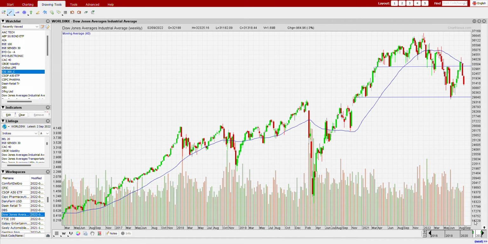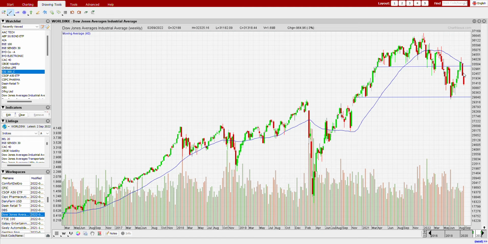Okay, first of all, it can clearly show that over here, like what I have said previously, we have a head and shoulder form in the past week. Okay, and then the Dow Jones tried to break above the support line over here, but it failed.